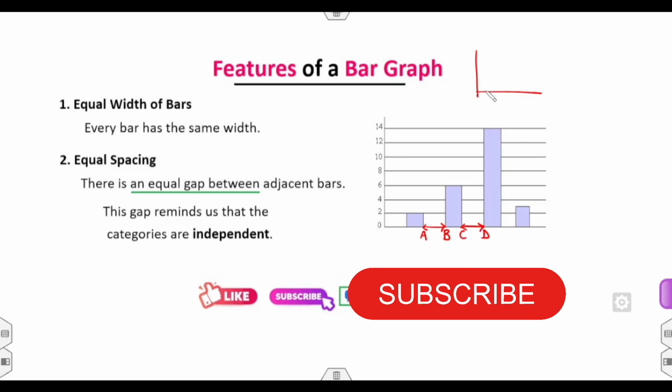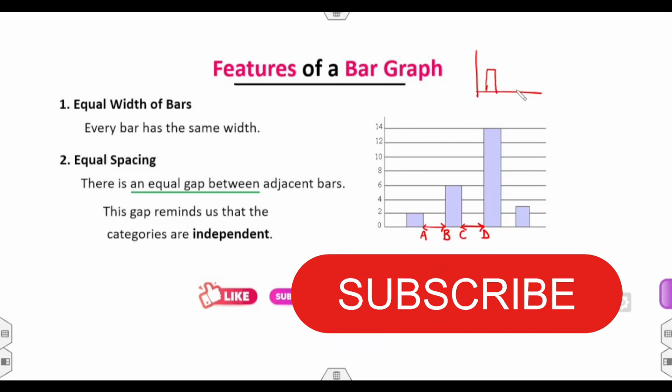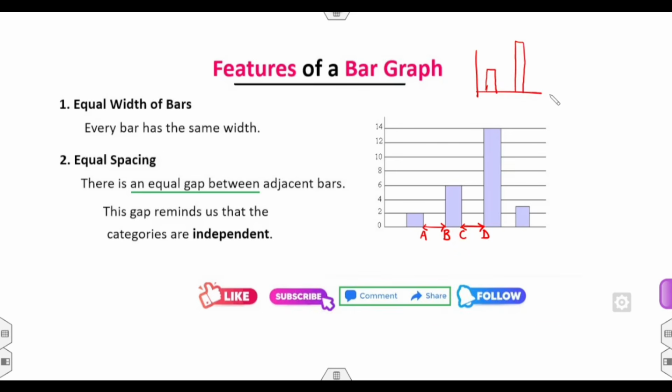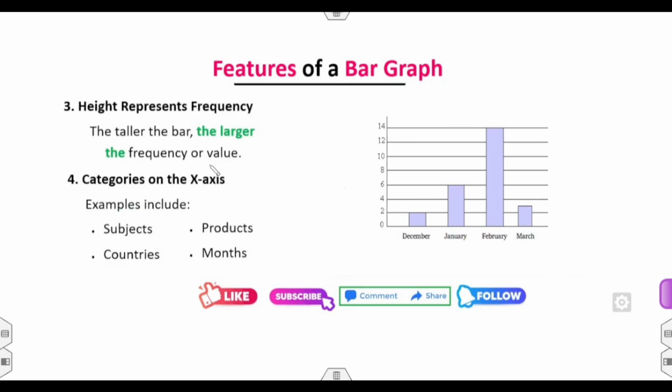आप ग्राफ को इस तरह से नहीं बना सकते कि एक ग्राफ आपका यहाँ पे है, दूसरा आपका यहाँ है, and the third one will look like this. Clearly the distance between the first two bars is less as compared to the second and the third. You can never draw it this way. The distance between the bars is always the same. There is an equal gap between the adjacent bars.